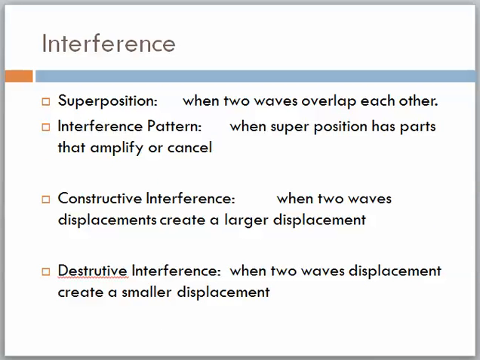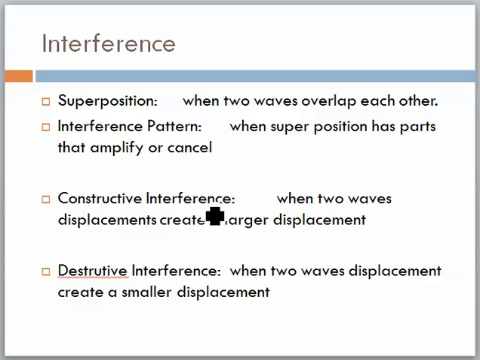Okay, some other things we want to talk about today is interference. All interference has a general name called superposition. And superposition is when two waves are going to overlap each other. And I'm going to draw some examples of this here for us. Interference pattern is when superposition has parts that amplify or cancel. So let's talk about this superposition and when the waves are on top of each other, and then specifically the interference patterns that result from the superposition.